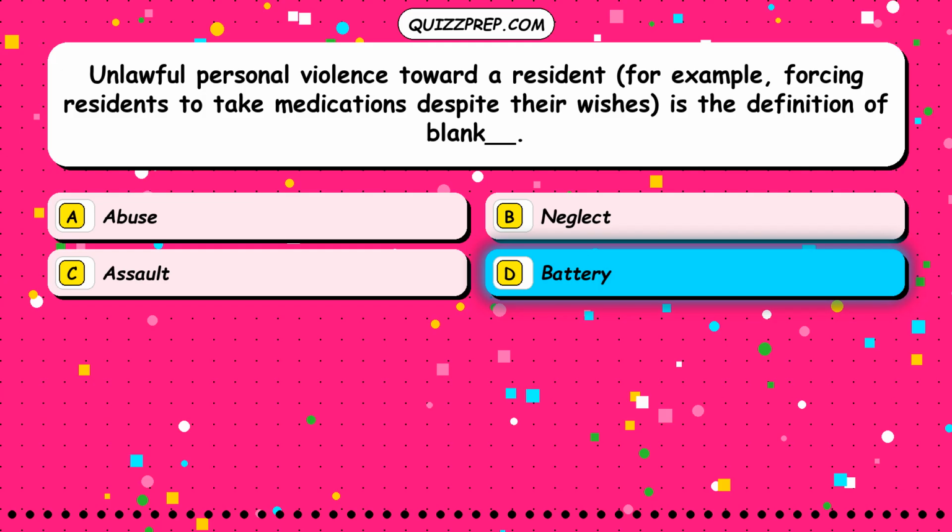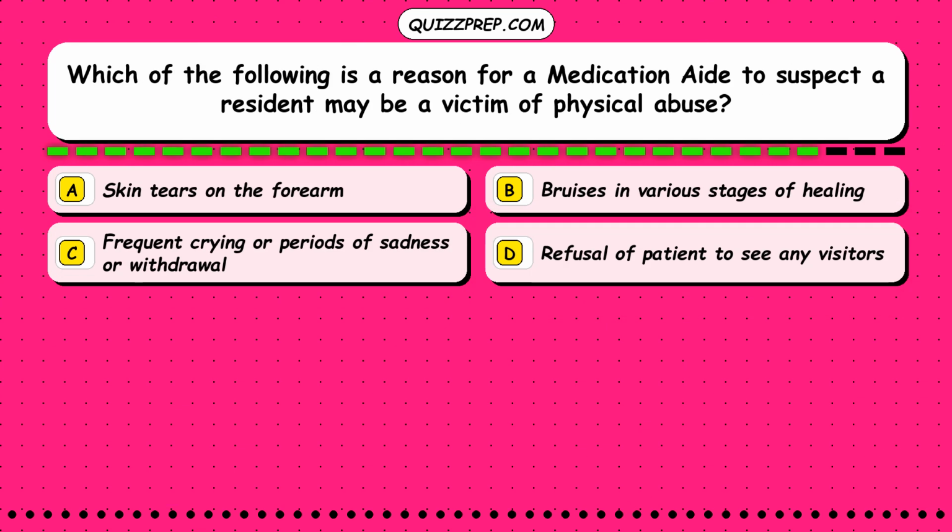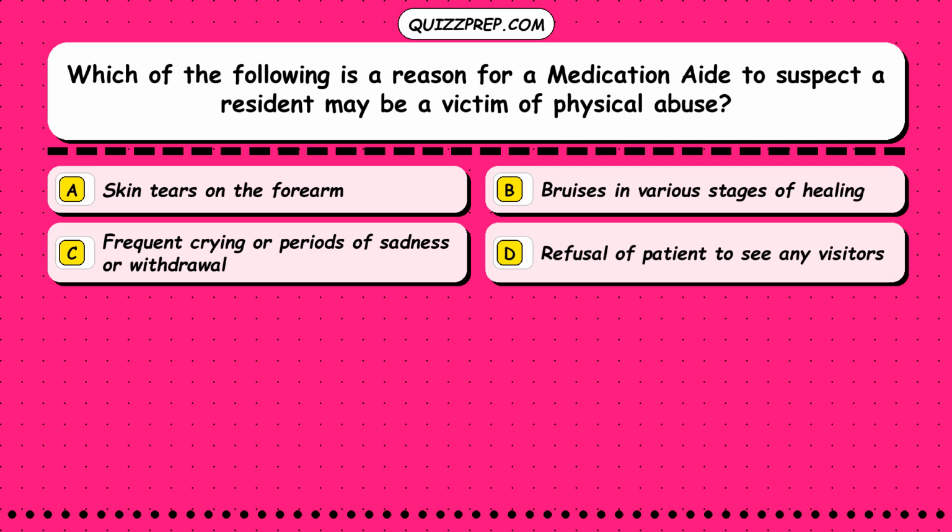The correct answer is option D, battery. Question 58. Which of the following is a reason for a medication aide to suspect a resident may be a victim of physical abuse? Option A, skin tears on the forearm. Option B, bruises in various stages of healing. Option C, frequent crying or periods of sadness or withdrawal. Option D, refusal of patient to see any visitors.